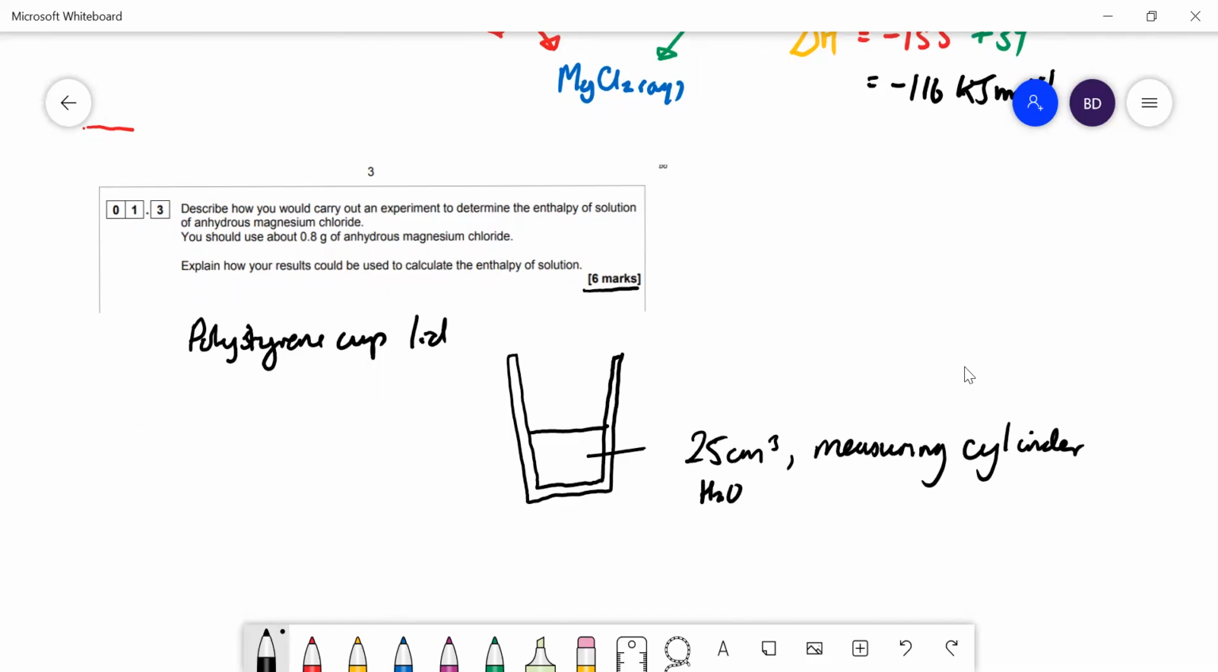Now, how are we going to weigh out the magnesium chloride? Well, you should weigh by difference. So you should get approximately the right amount in a weighing boat. Weigh it before and then tip it in and weigh the weighing boat afterwards and find the mass added like that.